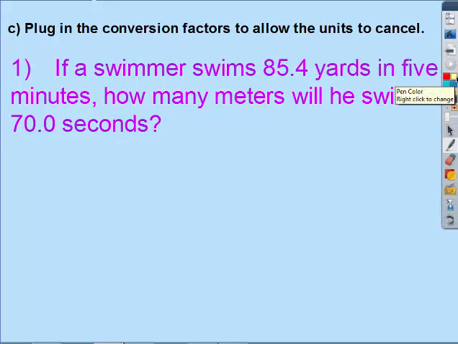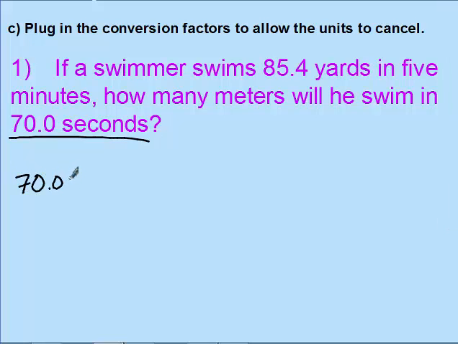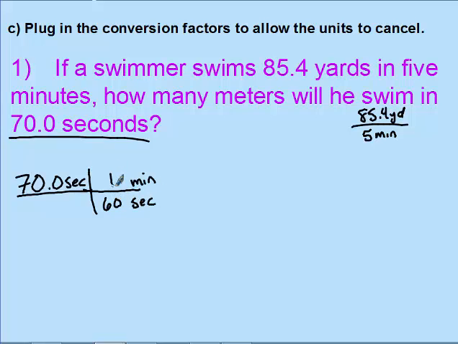And finally, we're going to plug in all of our conversion factors until those units cancel. So we're starting with 70 seconds. And remember, the conversion they gave me in the problem was 85.4 yards, 5 minutes. I know I'm going to need to use that conversion, and notice the time in that conversion is minutes. So I have to get my seconds to minutes. And I know that there's 60 seconds in 1 minute. Canceling units, now I'm at minutes.